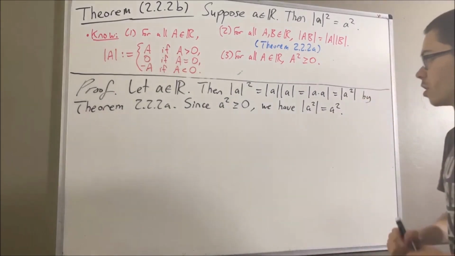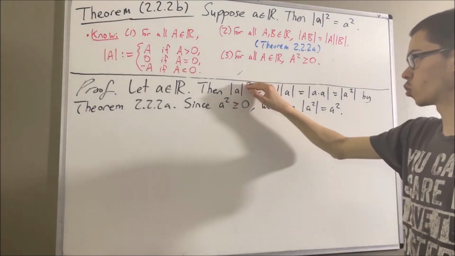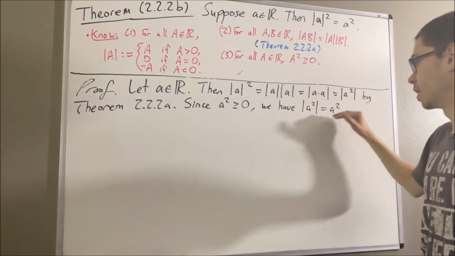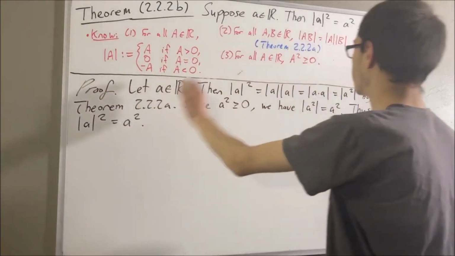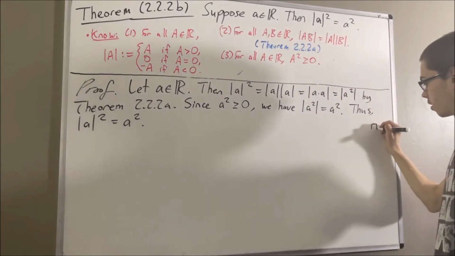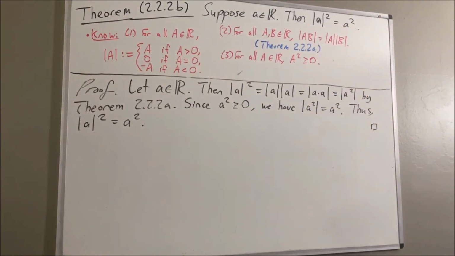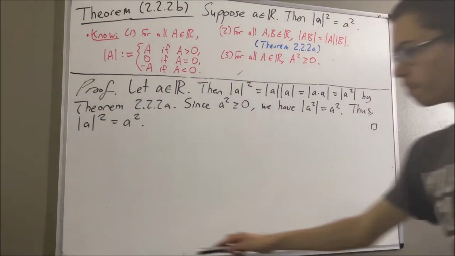So putting this all together, we see that the absolute value of a squared is equal to a squared. And this is exactly what we wanted to prove. So this completes the proof. And so yeah, that's pretty much it for this video.